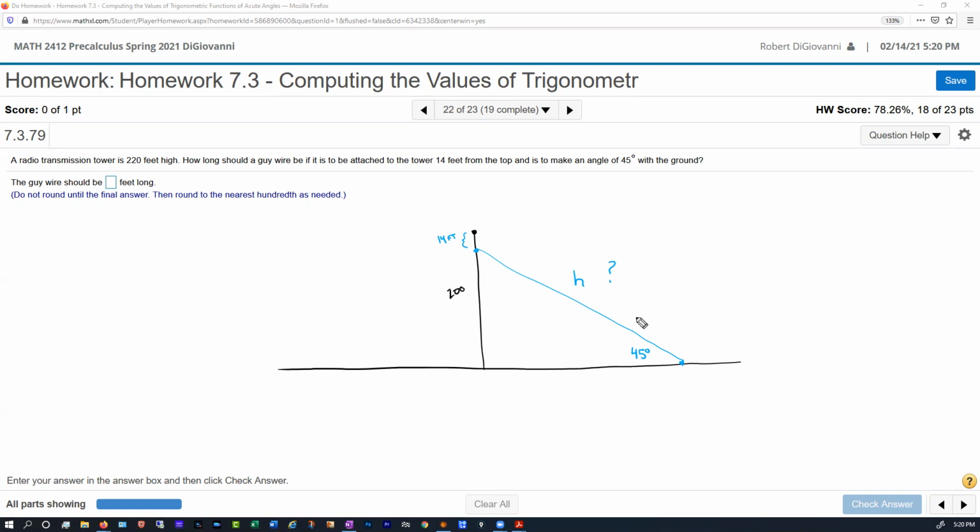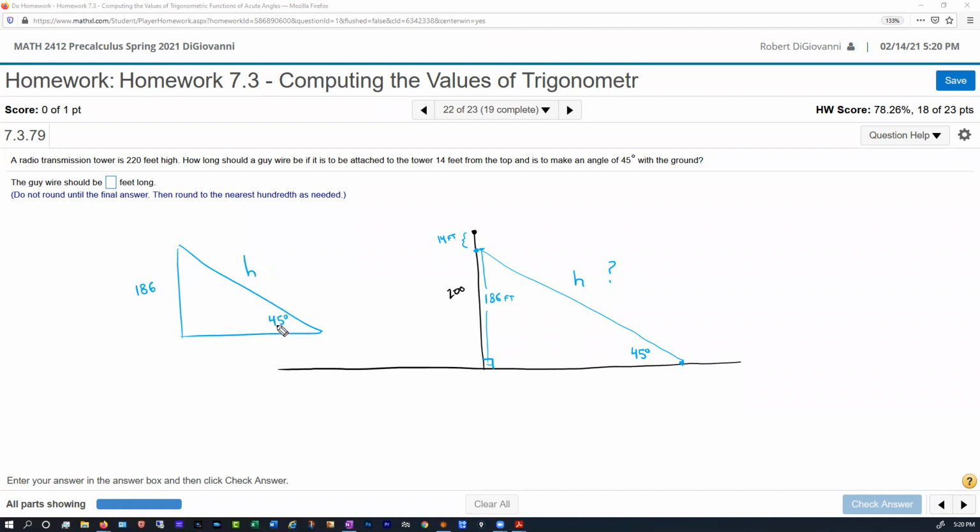Well, we have a right triangle here, but the side of the right triangle that we're looking at is not 200. You have to realize, since we've moved down 14 feet, that this should be 200 take away 14, which makes it 186 feet is the distance from here down. So our triangle actually looks like this, and then 45. And we want to know the hypotenuse.